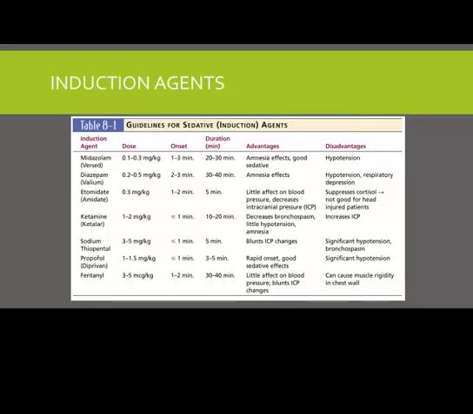All right. For your induction agents, Versed, Valium, both are going to be in the benzo. Etomidate, ketamine. Ketamine is making an appearance in protocols. Ketamine is coming.